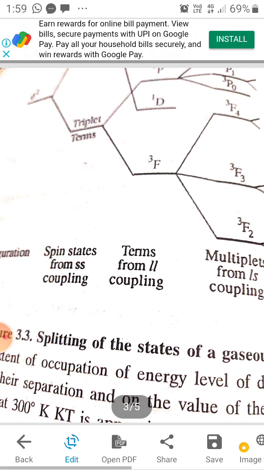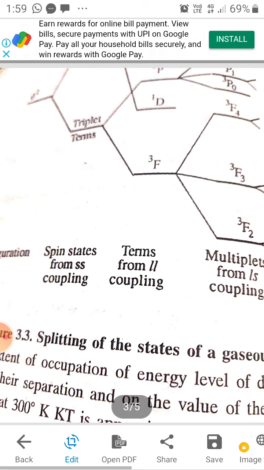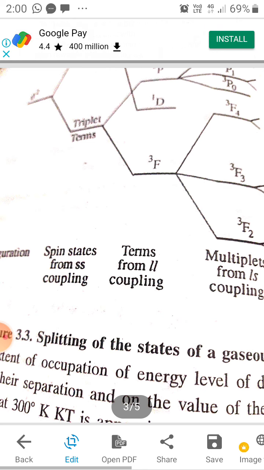Configuration is D2. D2 means there are 2 electrons in the d orbital. They may be paired or they may be unpaired. So they have 2 types of couplings. One is the triplet term and the other is the singlet term.